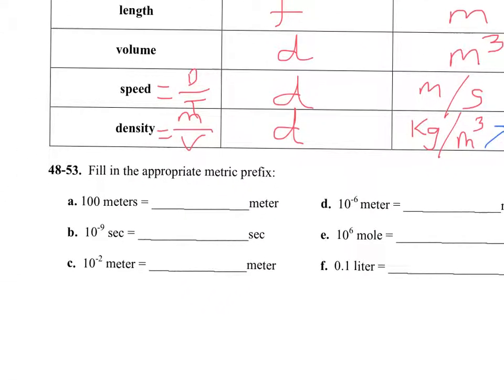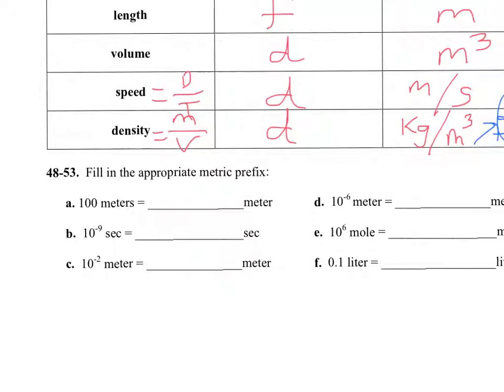Now let's look down at this last set. Of course, you were assigned to do these, which means I'm going to answer these. You need to know your metric prefixes in order to answer these. 100 meters is the same thing as a hectometer. 1 times 10 to the negative 9 seconds is a nanosecond. And 1 times 10 to the negative 2 meters is a centimeter. You can do the rest on your own there. And we're done with this page.